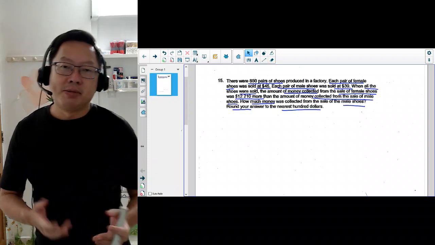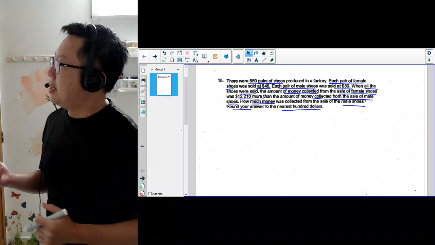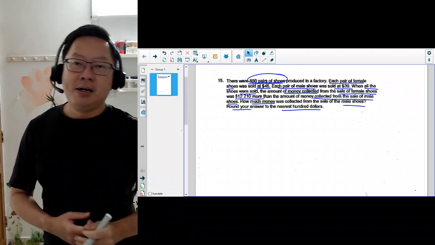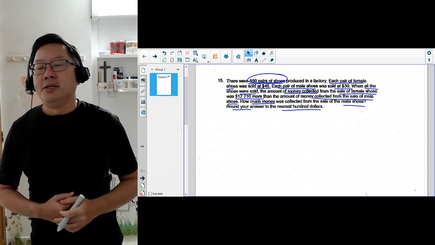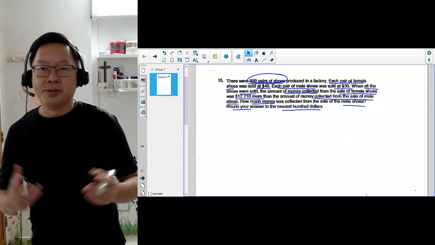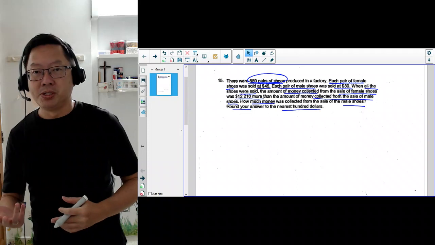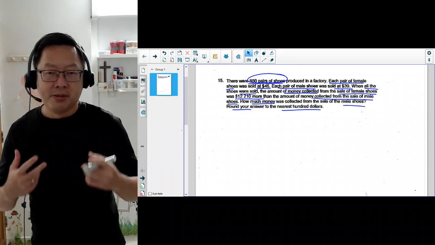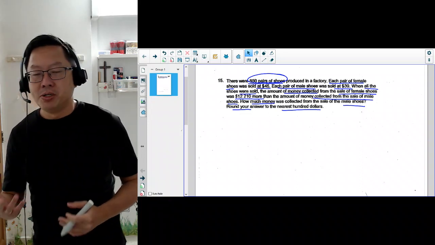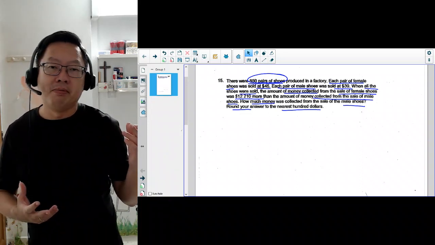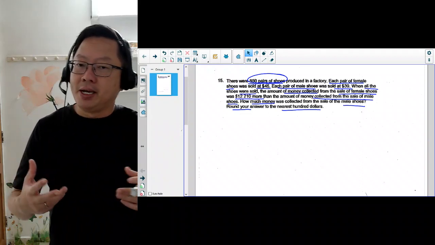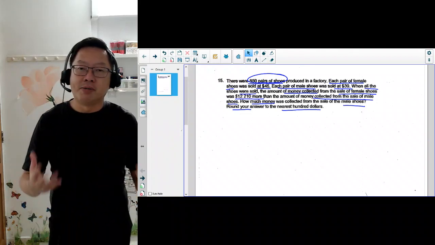Then can I do assumption? Well, there's a total number of pairs of shoes there. But to do assumption, you need this total number because you need it to assume all the shoes are either female or male shoes. And also to do assumption, you must have two kinds of things that are unknown. We don't know how many female shoes, we don't know how many male shoes. So there are two types of unknown, which is a clue for using assumption.